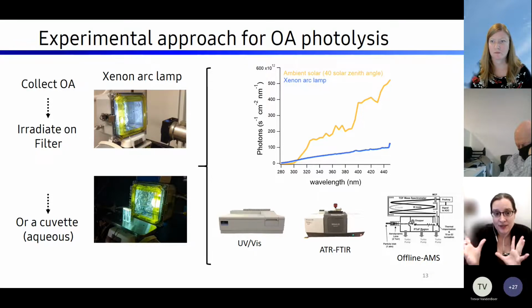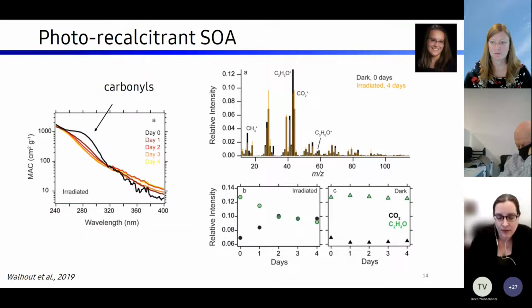So what we did is we took some alpha pinene secondary organic aerosol from ozonolysis. We put that on some filters and we irradiated it. And we looked at this with all these different platforms over about 4 days of aging in our chamber. Over on the left is looking at that for the UV vis. So this is plotting the mass absorption cross-section, or how well this is absorbing the UV light, as a function of wavelength. And you can see this is a time series with the color coding.